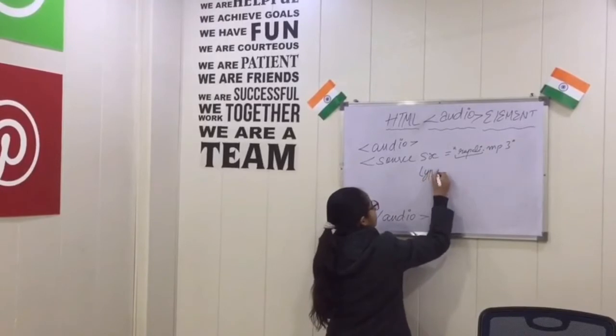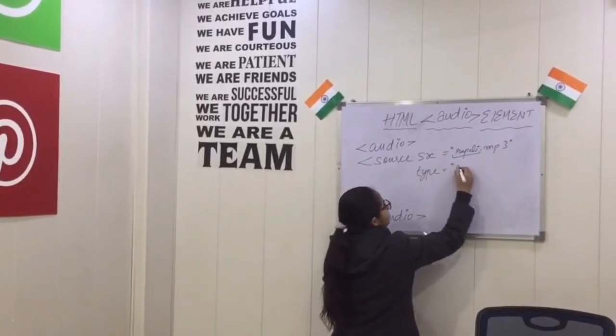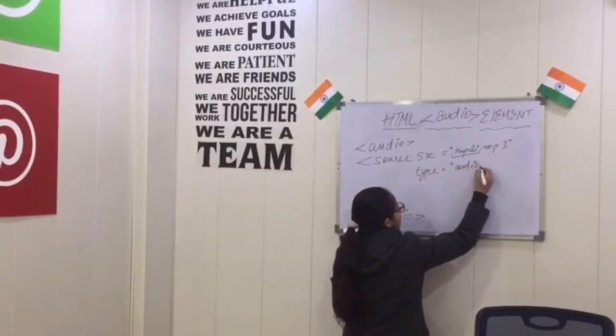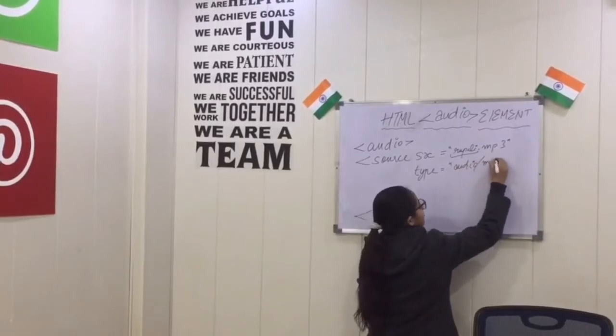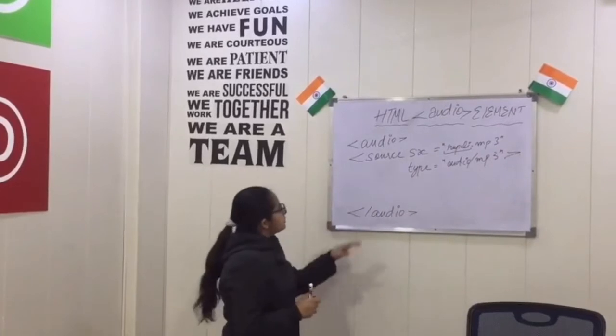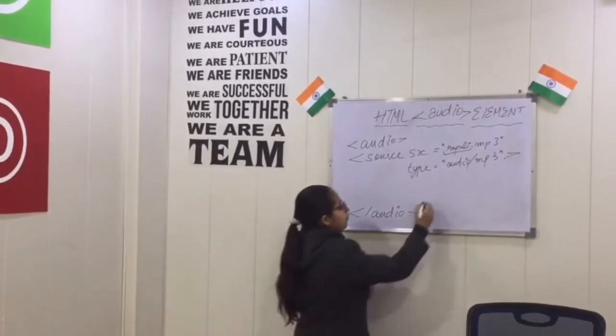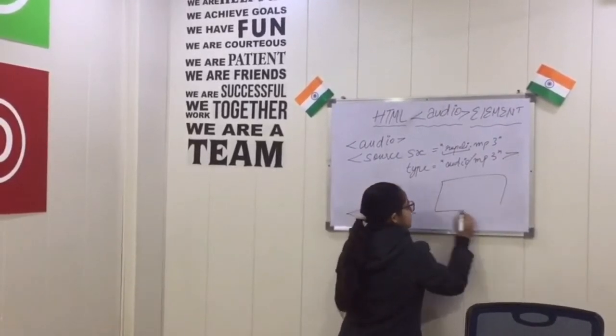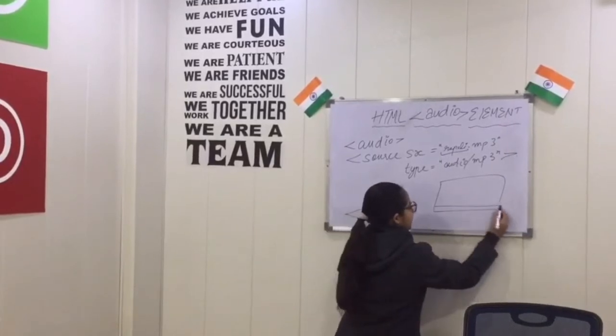Again, type: type is audio slash mp3, tag closed. So this is our audio element. For an example, this is our screen. We are playing an audio here.